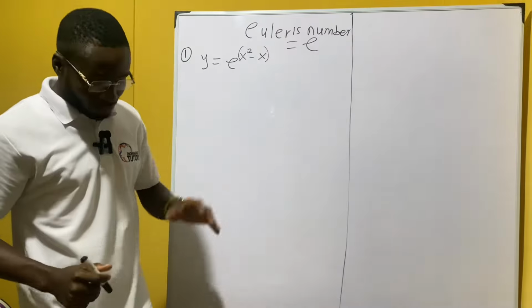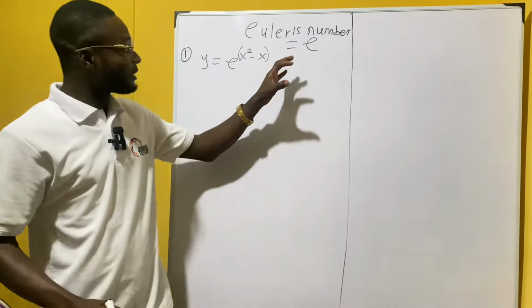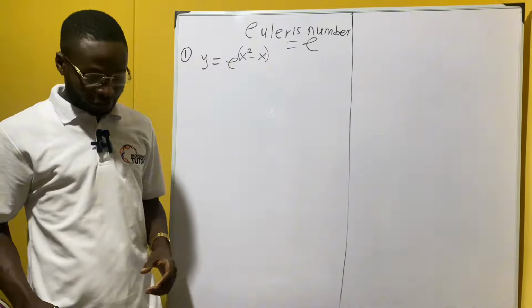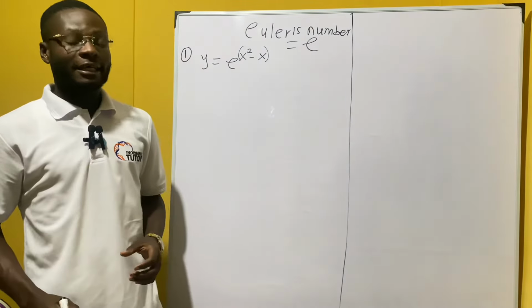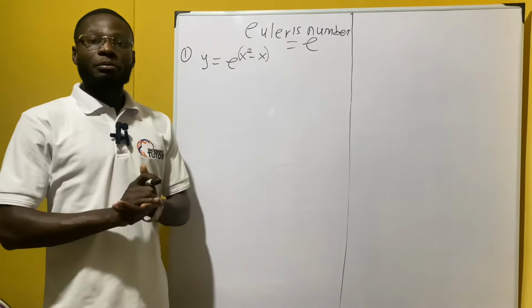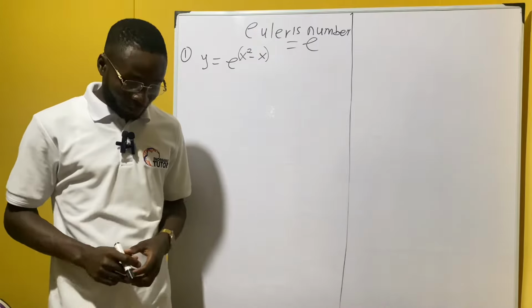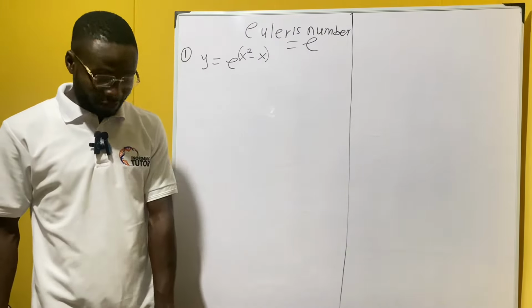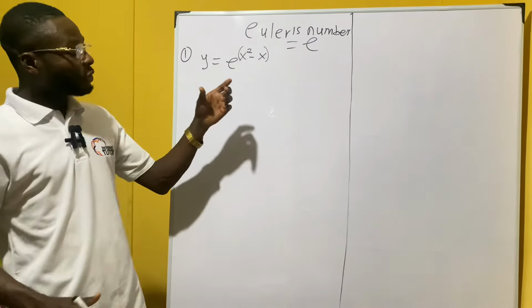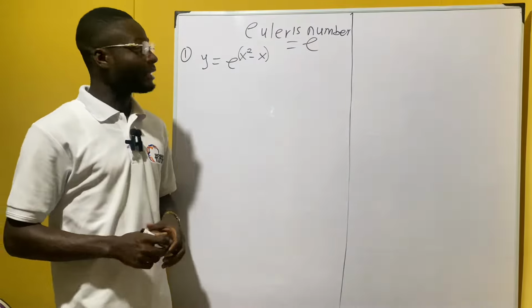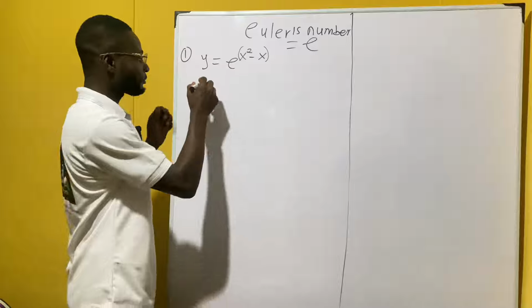So first of all, when we have a function like this, Euler's number with a function in the exponent, when we want to find the derivative of that particular function, first we have to multiply by the exponent, the function, then times the natural log of the base itself. So this is what I mean.